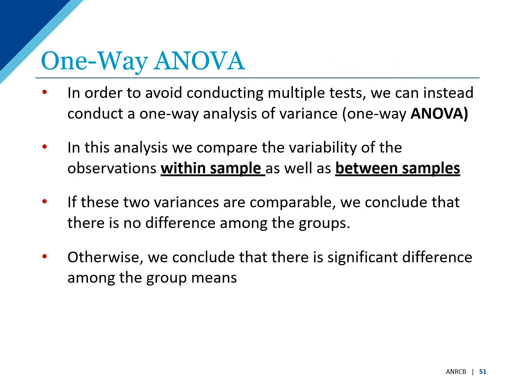But rather than do this, we can conduct a one-way analysis of variance, or ANOVA. In this type of analysis, we compare the variability of the observations within sample as well as between samples. If these 2 variances are comparable, we conclude that there is no difference among the groups. If they are not comparable, then we conclude that there is a significant difference among the group means.